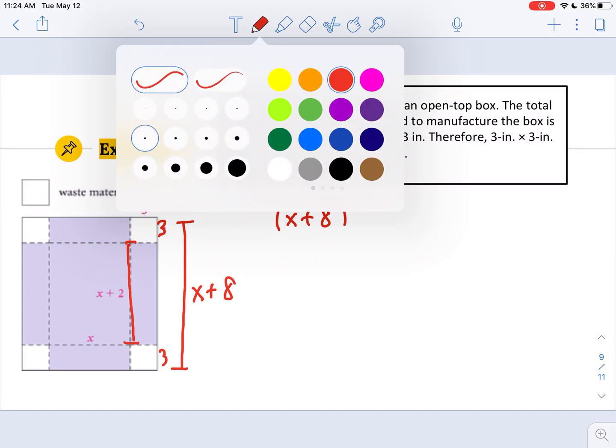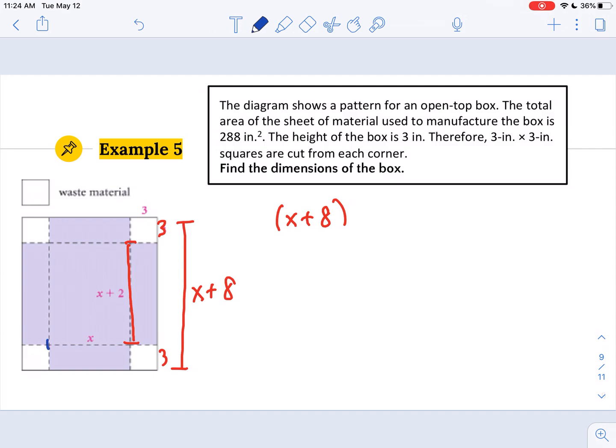Now I'm going to take a look at my width. Well, if this portion's x, and once again, this length is 3 and this length is 3, what's my total width? Correct, x plus 6. All right, so I'm going to take that and multiply it to the quantity x plus 8.